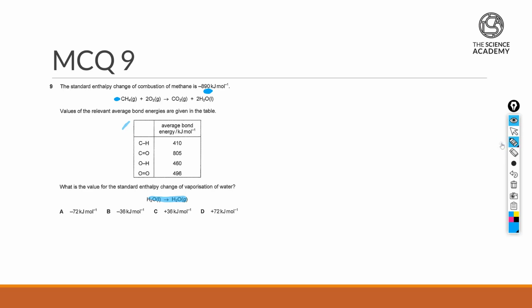Now, usually this kind of table, after it is given, is a very big indication that we have to employ enthalpy change equals bond breaking minus bond formation. Usually that's the case if the table is given. So for that, we'll start off by writing the enthalpy change of combustion of methane. So we have CH4 gas plus 2O2 gas, and this gives us CO2 gas plus 2H2O liquid.